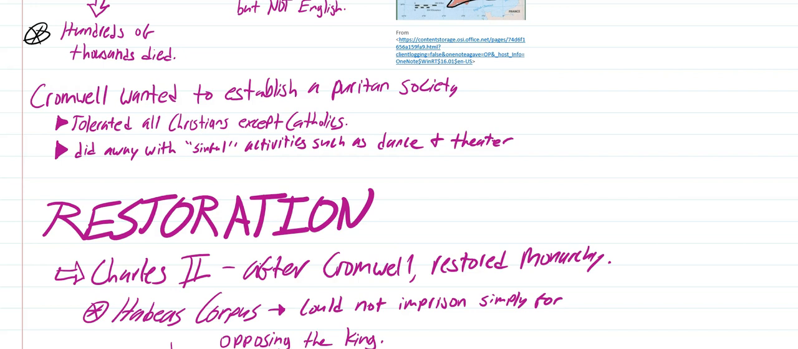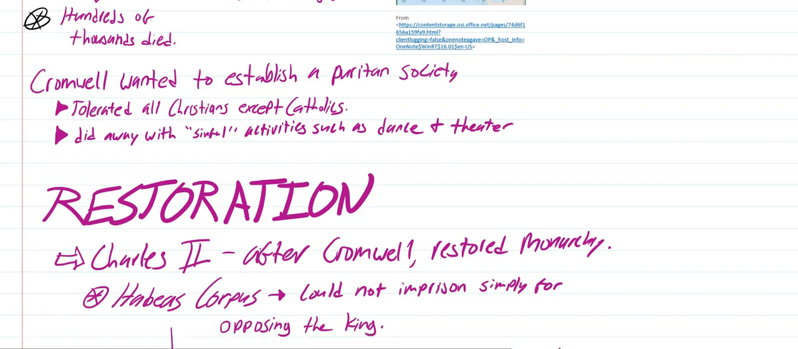All right, so Cromwell wanted to establish a Puritan society. In doing so, he did tolerate all Christians except Catholics, and he did away with any kind of sinful activities such as dance and theater.